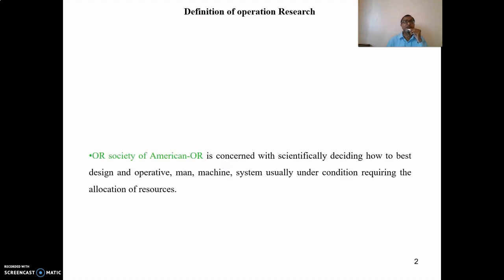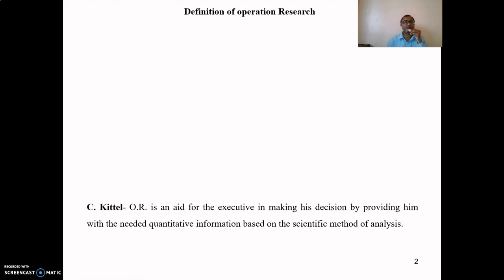Another, the Operations Research Society of America: operations research is concerned with scientifically deciding how to best design and operate a man-machine system, usually under conditions requiring the allocation of scarce resources. These resources are limited, so make use of them in an optimum way. According to C. Kittel, operations research is an aid for the executive in making his decision by providing him with needed quantitative information based on scientific methods of analysis.